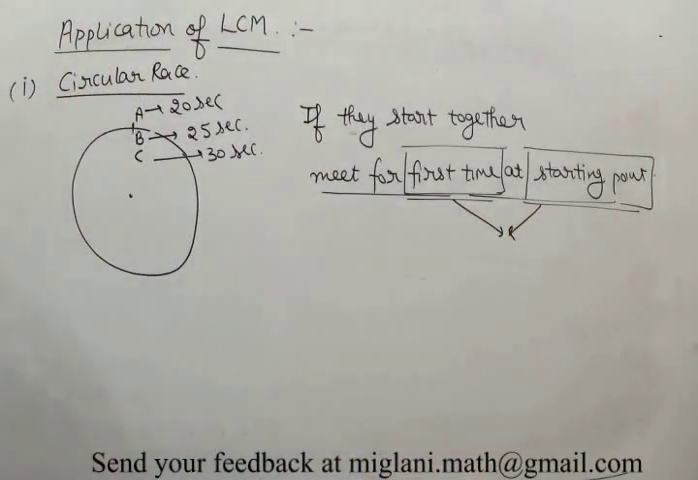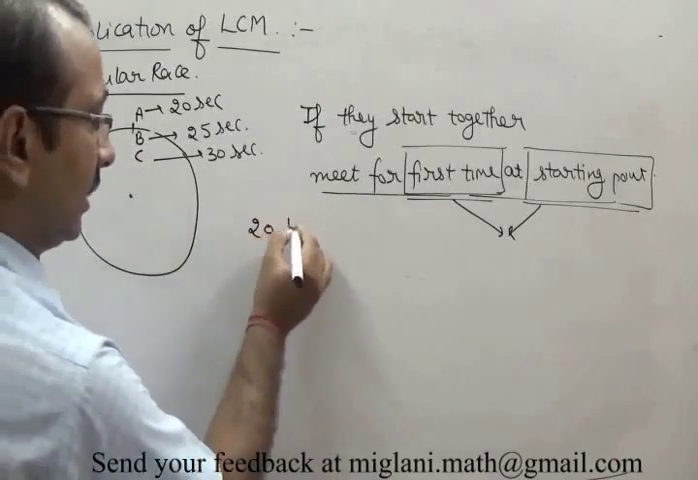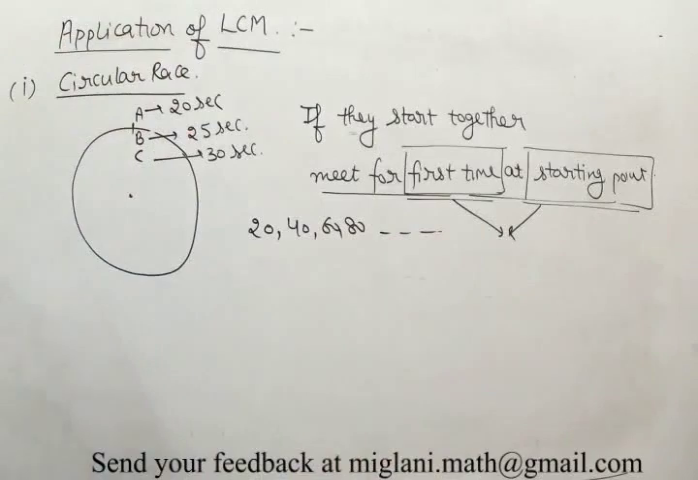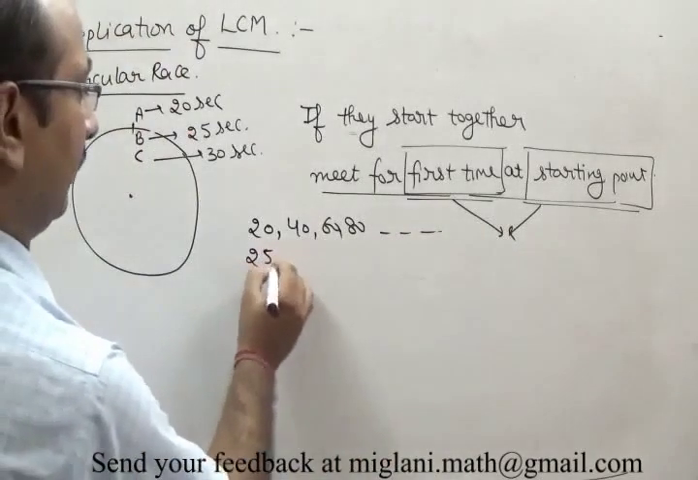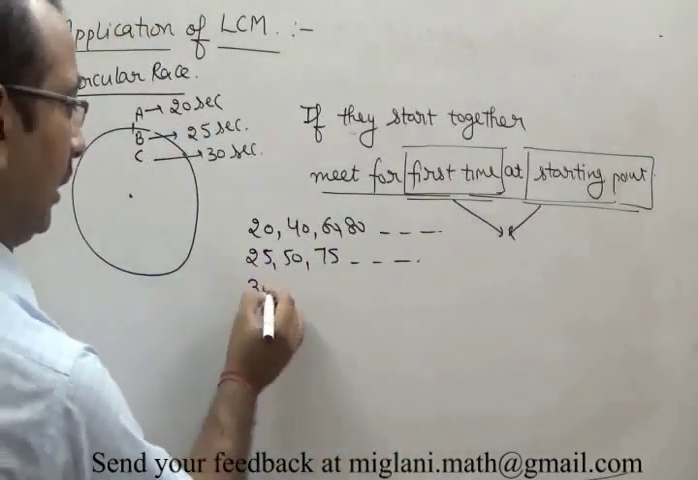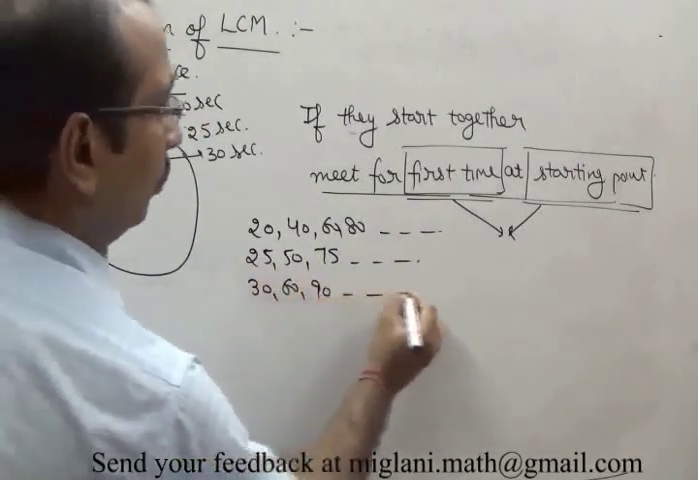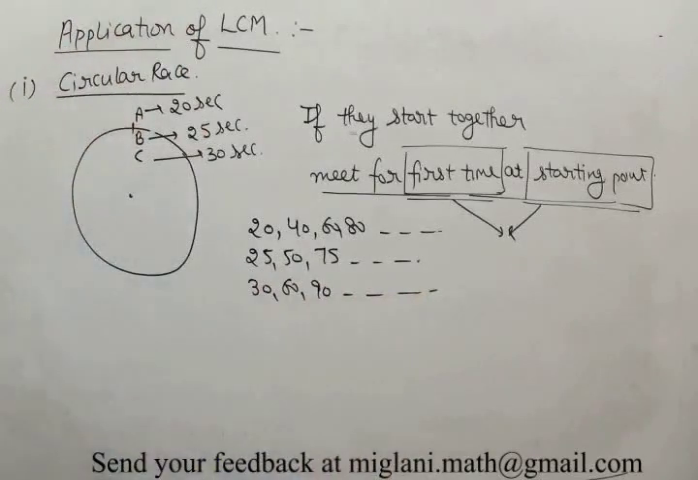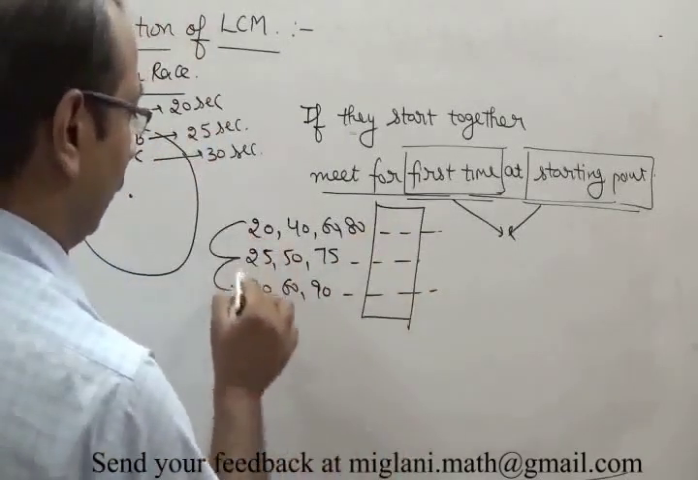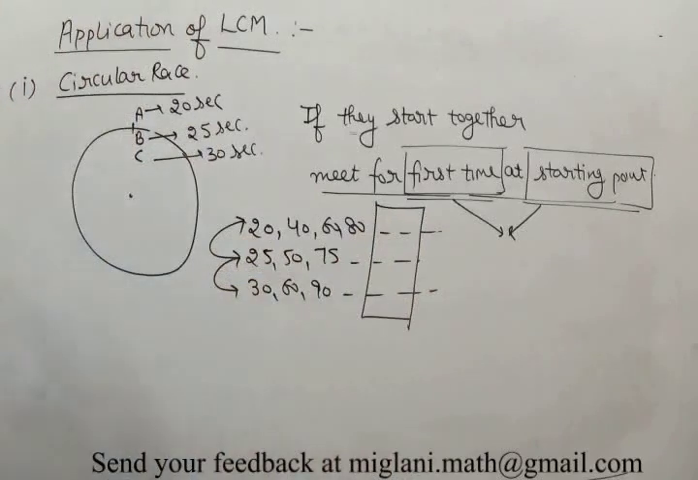Why we are taking the LCM? Suppose when we consider A, he comes to this point after every 20 seconds, means for first time he will be there after 20 seconds, second time 40, then 60, then 80 and so on. When I consider B, after 25 seconds, 25, 50, 75, and so on. And when we talk about C, 30, 60, 90 and so on. Means if we want all the persons to meet for the first time at the starting point, we need a common value that comes in the table of all the three.